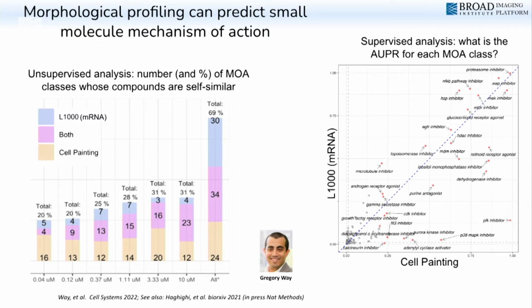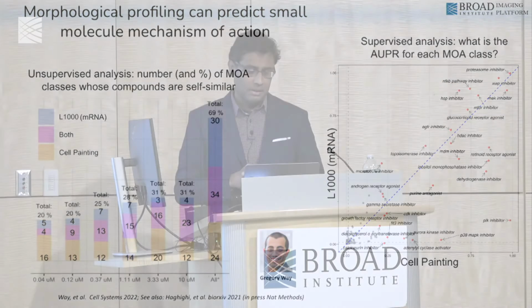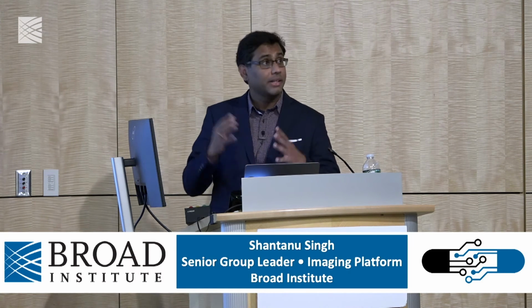So we find, not surprisingly, that some mechanisms are better captured than others. So there's complementarity between them. This work is our most thorough investigation to date on comparing these 2 assays in general, not just on the task of mechanism of action prediction, so you can look up the paper for more details on the rest of that.